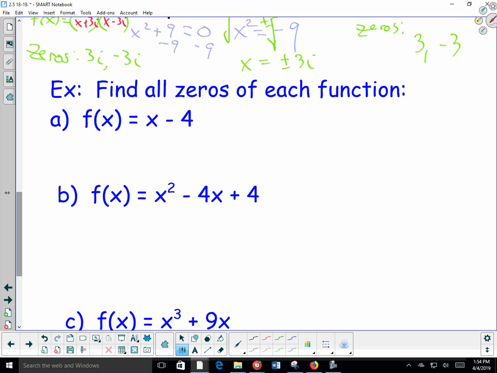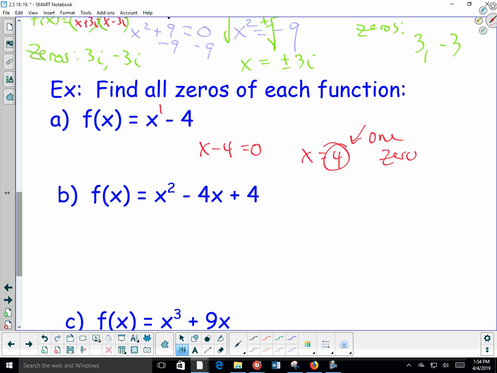Okay, so let's do these. I think these are on your sheet. Correct? So find the zeros for each function. You're helping me out today. Okay, so do you have to set x minus 4 equal to 0? Correct. So you get x equals 4. All right, so this one has 1 zero. What degree was that, Nathan? Degree 1, right? And there was only 1 zero.